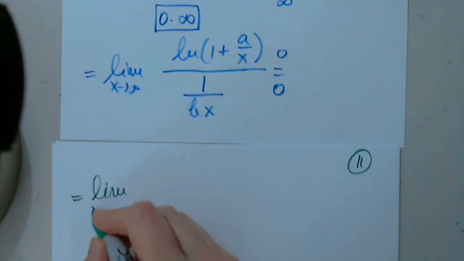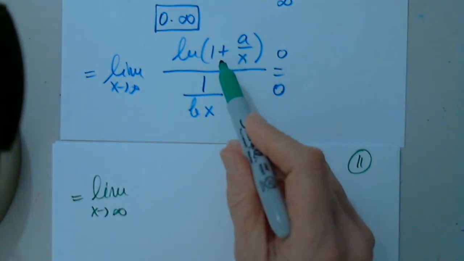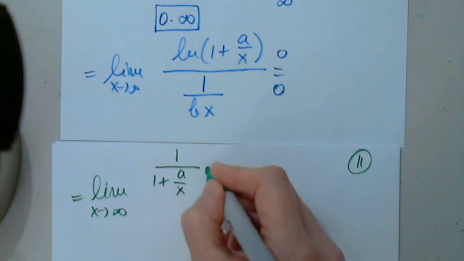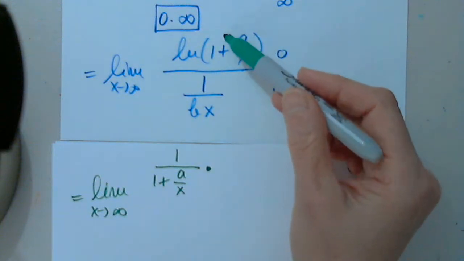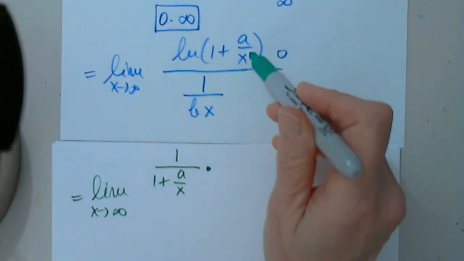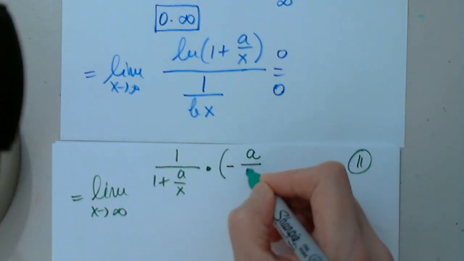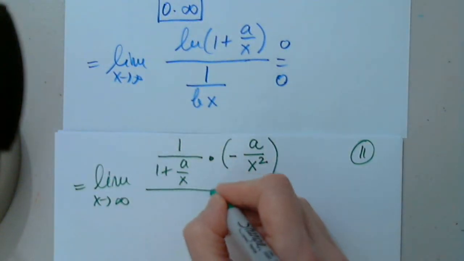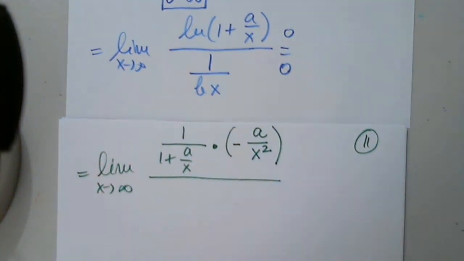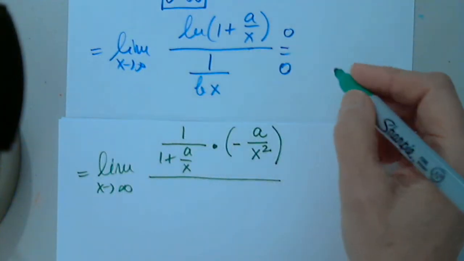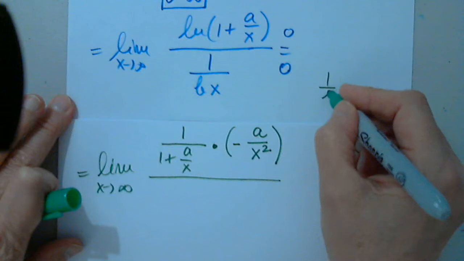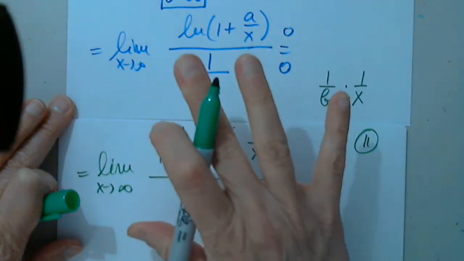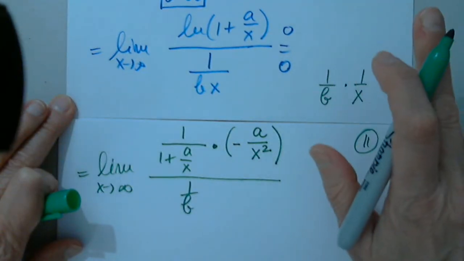So the limit as x approaches infinity. Remember how to differentiate natural log: 1 over this whole thing times the inner function prime. Very careful. 1 prime is 0, but this is negative a over x squared, everything over the derivative of the denominator. You can think of this, and I want you to, as 1 over b times 1 over x, please. So 1 over b stays alone by itself. It's a factor, waiting patiently.